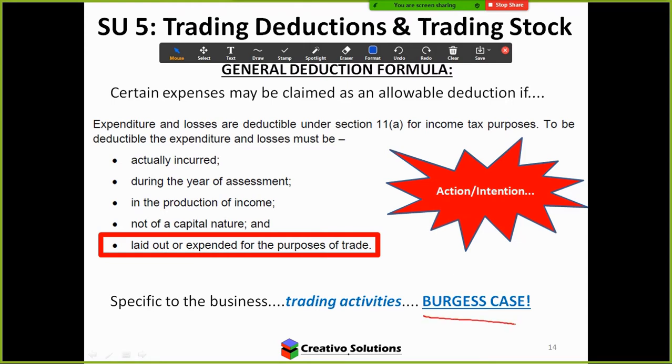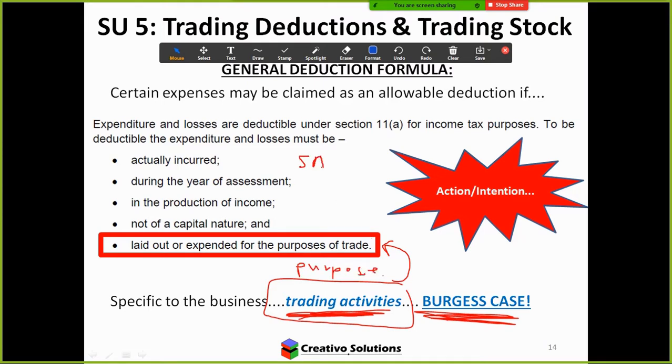There's another case here, the Burgess case. What happened in the Burgess case? They spoke about what determines this, trading activities. It went to court. There was obviously a dispute, and ultimately the courts decided to rule in favor of either the plaintiff or the defendant, but it was based on the trading activities. In other words, what was their purpose?